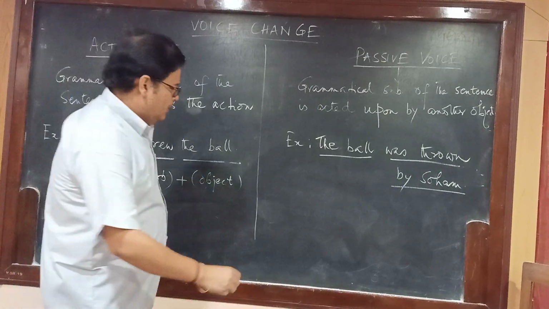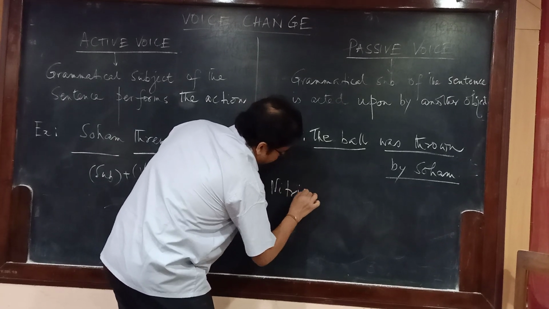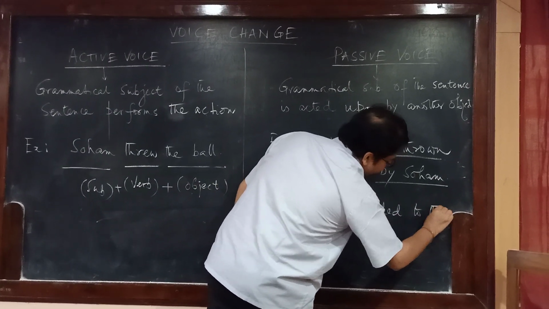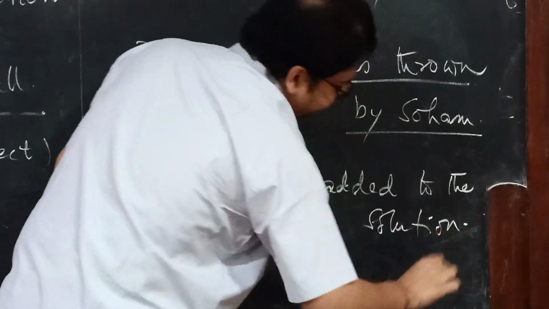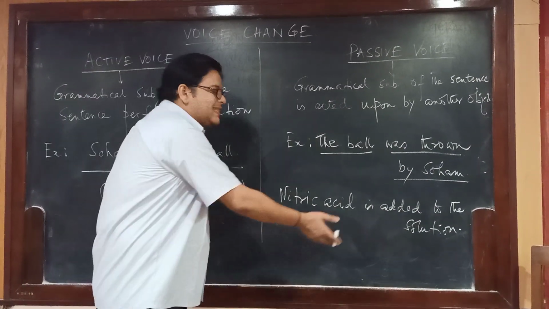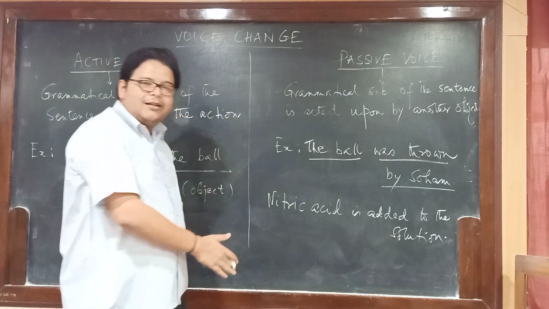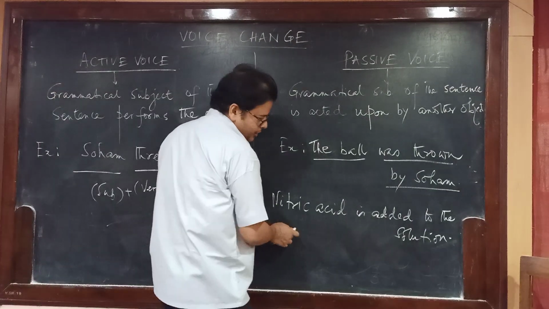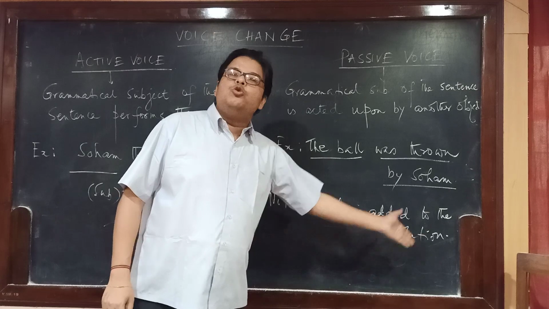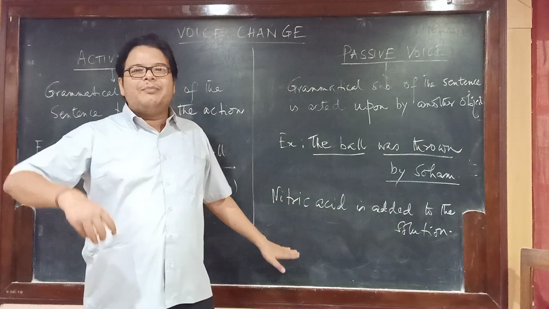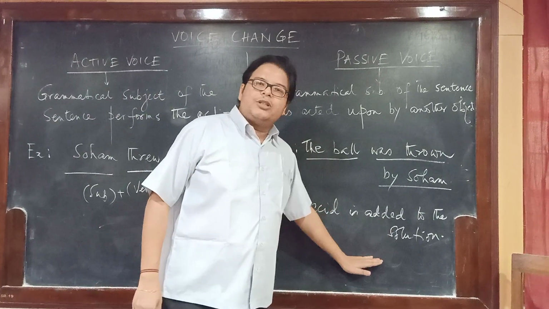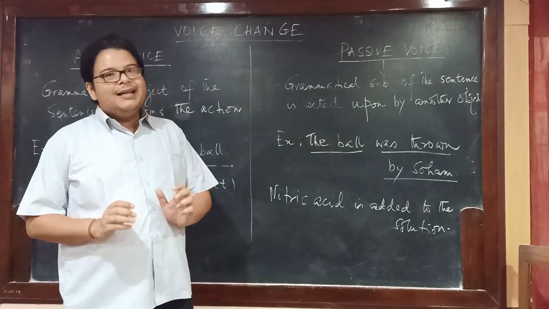So let's take an example. Nitric acid is added to the solution. This is a scientific process, a scientific method. Now, who is adding nitric acid? The performer or the actor is not important. What is important is the action. And in such cases, we use passive voice. We leave the actor out. Whether I am adding nitric acid or somebody else is adding nitric acid is not important. What is important is nitric acid has been added to the solution. In such cases, the actor or the performer is not important.